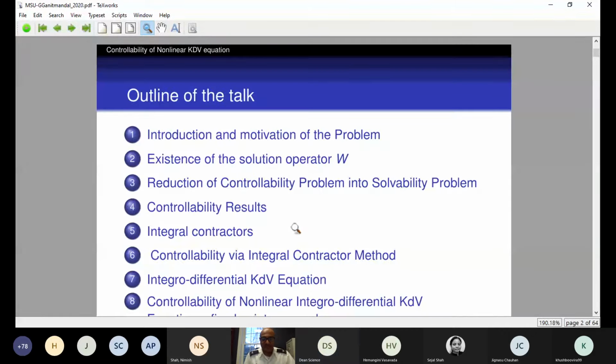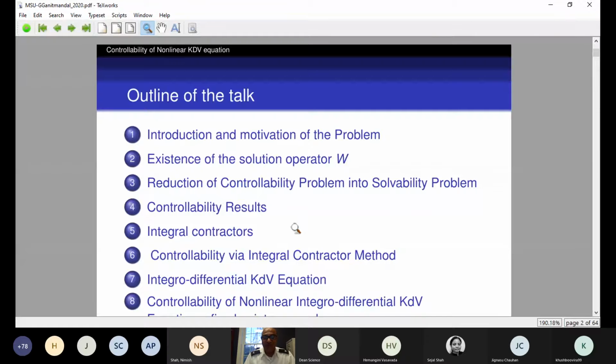The outline of the talk is designed like this. First of all, I would like to give you the introduction and the motivation of this problem, and the existence and uniqueness of the solution operator W in three different ways. Then I will let you know how the controllability problem is reduced to the solvability problem. Then we'll go for our main control result based on the monotone operator theory. After that, we will learn the new technique called the integral contractor, and we will try to prove the control result based on the integral contractor.